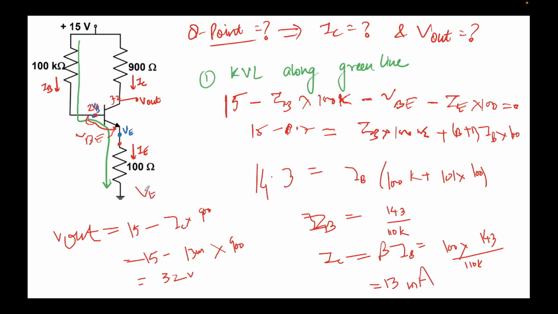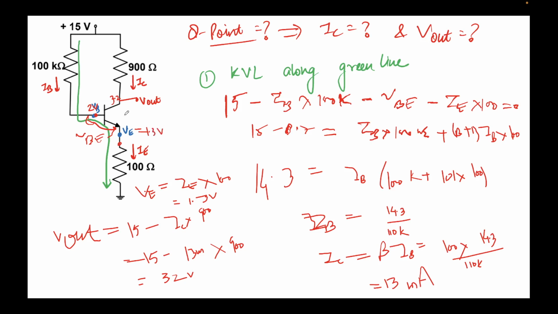So if we calculate VCE, I also need to calculate VE here. How do we calculate VE? If we apply Ohm's law across this resistor, VE is IE times 100. IE is approximately equal to IC, so that will be 13 milliamps times 100, which is around 1.3 volts.